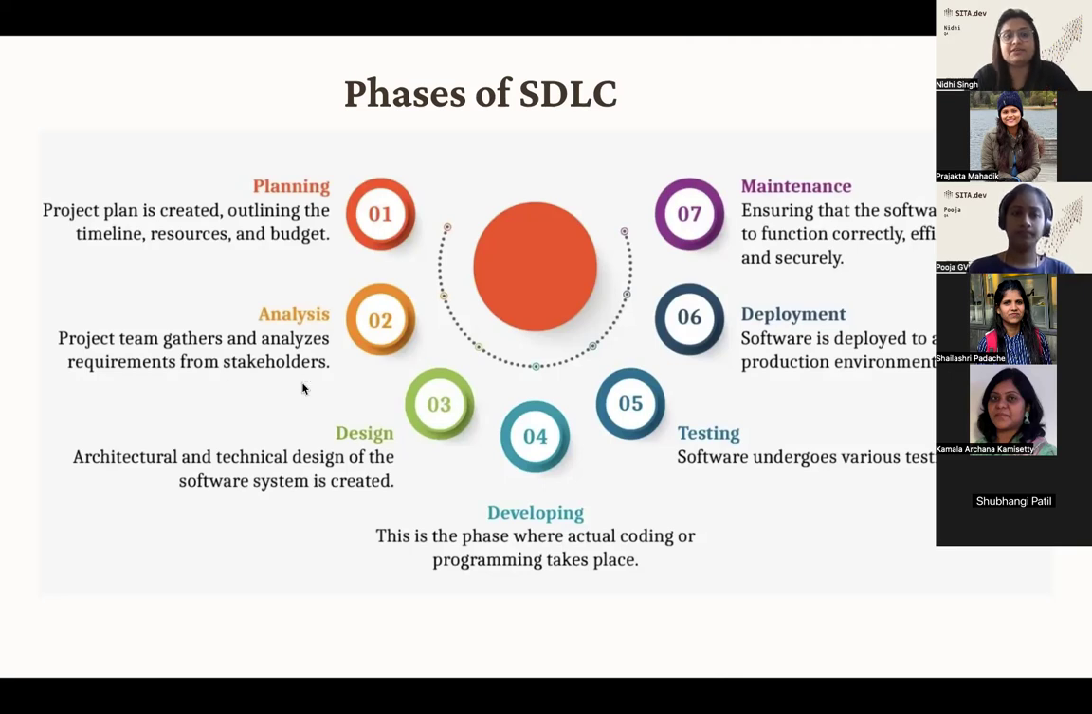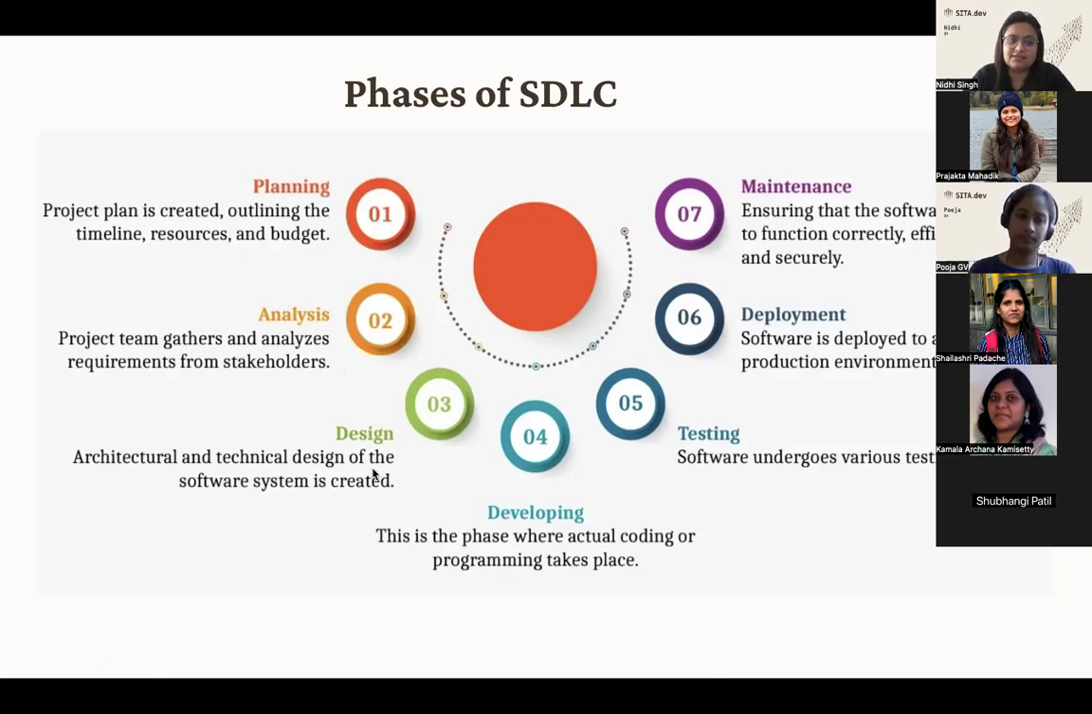The next phase is the analysis phase. Now analysis is done on all the requirements. The project team gathers and analyzes the requirements from the stakeholders. This is a very important phase because misunderstandings here can lead to problems later. So these two phases are very important. Everything should be planned and requirements should be gathered properly.